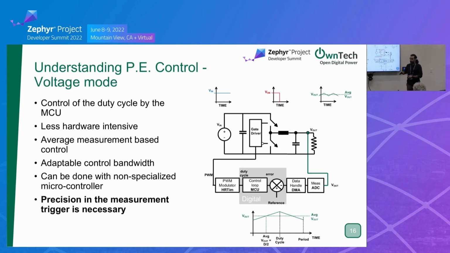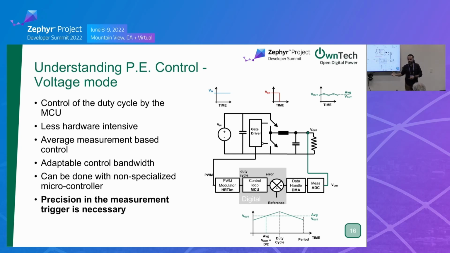So we take the same schematics as before. This is what I showed you. And in this case, we're doing the voltage mode. In voltage mode, we take the measurement through an ADC. It's handled by a DMA to the memory. The microcontroller will then take that, do a calculation, update the high-resolution timer, the PWM goes back, and the loop is closed. This is what I showed you before.